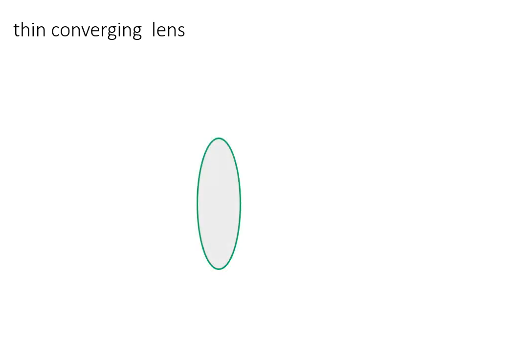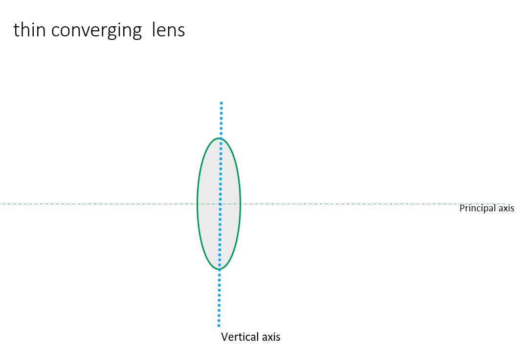We consider now the thin converging lens. The thin converging lens is thicker in the middle than at the edges, and it is symmetrical with respect to the principal axis, making parallel light rays converge to a point. Its thickness is small compared to its focal length.